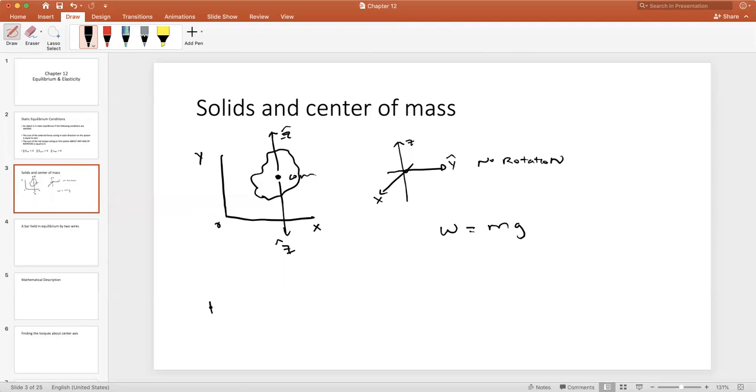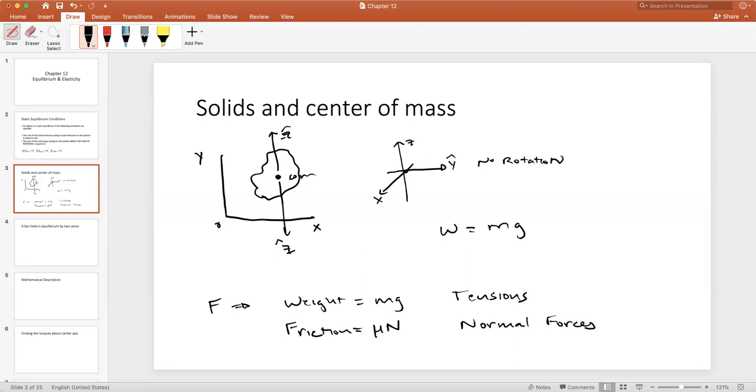The other thing to remember is the forces that we defined way back when we talked about Newton's equations. We had weight, which was always equal to mg. We had tensions. We had friction. And in this chapter, we're going to go back to our frictional force as a mu times a normal force, a coefficient of friction times a normal force. We have normal forces. We don't always have normal forces, but sometimes we have normal forces, and that's it.